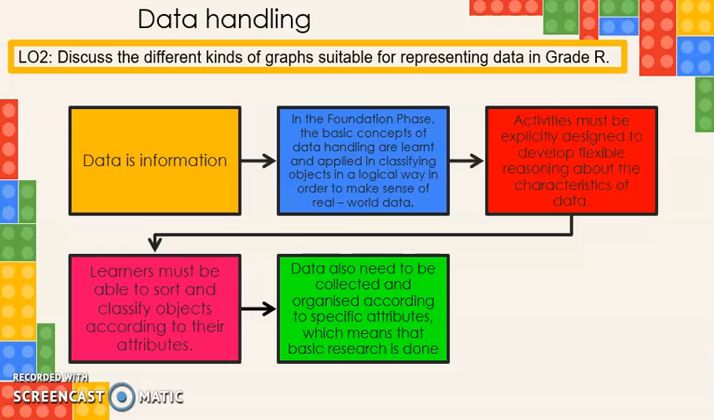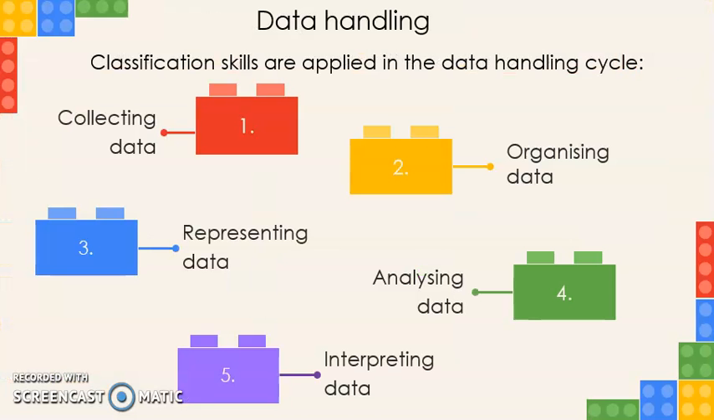Learners are expected to be able to sort and classify objects according to their attributes. In the same way, data need to be collected and organized according to specific attributes, which means that basic research is done. Classification is fundamental to data handling, and classification skills are applied in the data handling cycle.